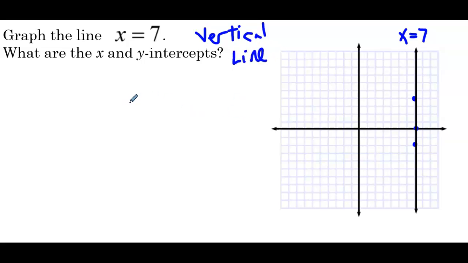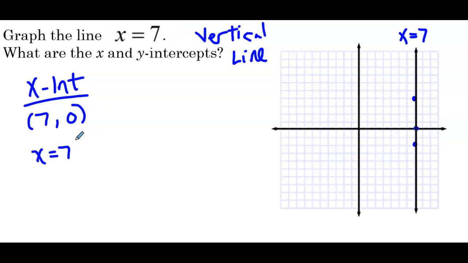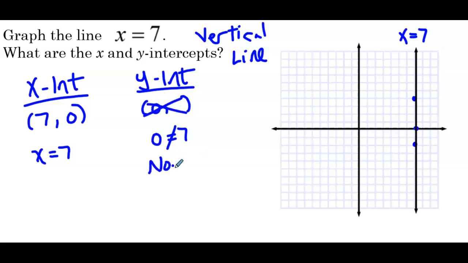And let's say we didn't recognize that it was a vertical line and we went through the process of finding the x and the y-intercepts. We'd start by trying to find the x-intercept, a point whose y-coordinate is 0. There is no y variable in the equation, so we would just get x equals 7. So (7, 0) is the x-intercept. If we try to find the y-intercept, a point whose x-coordinate is 0, we'd have 0 equals 7. That's not a true statement. So then there is no y-intercept.